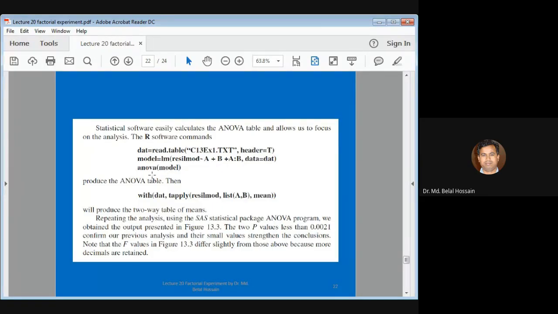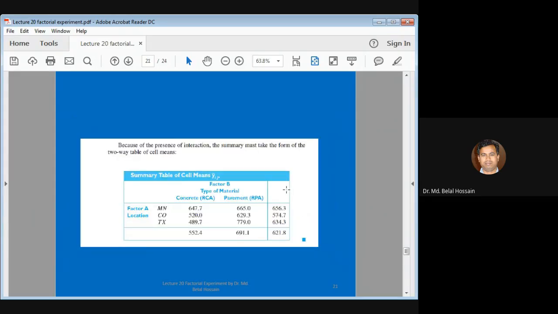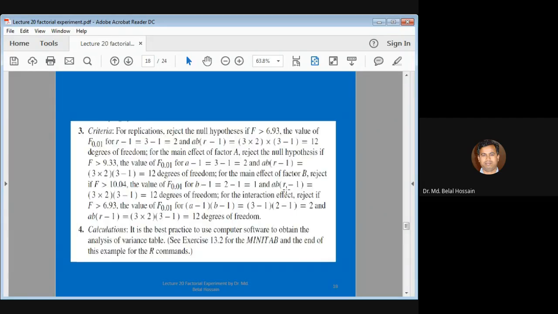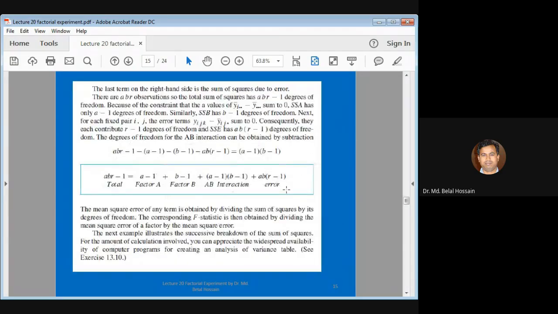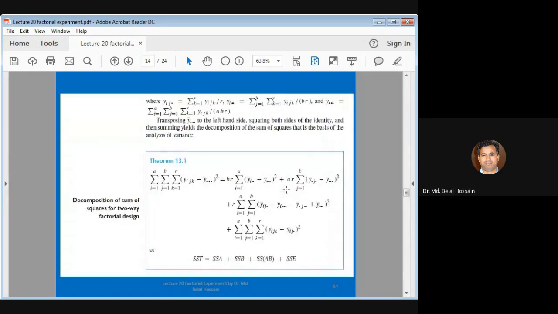So they fitted an ANOVA model. Okay, so we had to do that. This is the simple R software that will produce everything for you. This is a bit complicated calculation. You cannot possibly. You can, but it will take time.